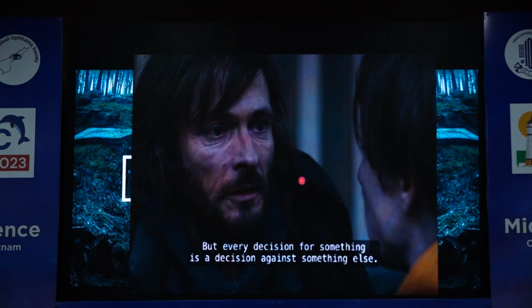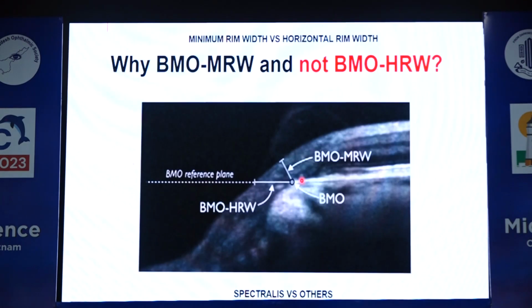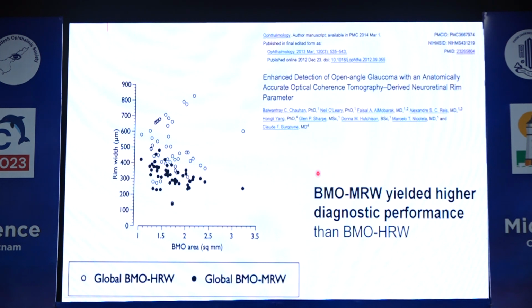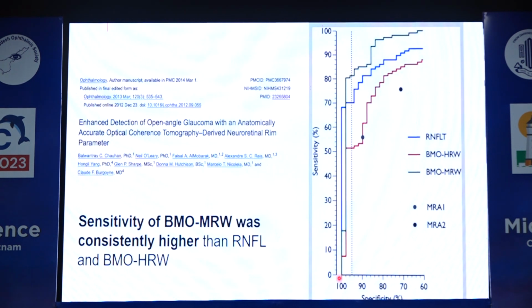When you go for a decision, it will always be against something else. So why not Bruch's membrane horizontal rim width? Because traditionally this is what we were doing, the horizontal rim width. Now we are changing to minimum rim width. So let us see some review of literature. Bruch's membrane opening minimum rim width yielded a higher diagnostic performance than its traditional counterpart, the horizontal rim width. Also, the sensitivity of MRW was consistently higher than RNFL and Bruch's membrane opening horizontal rim width.